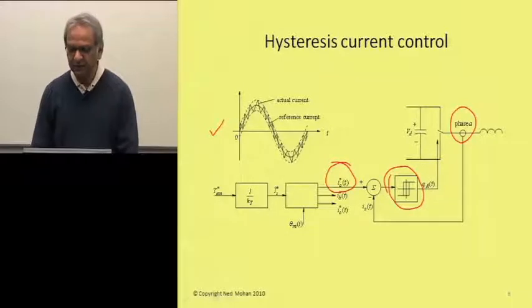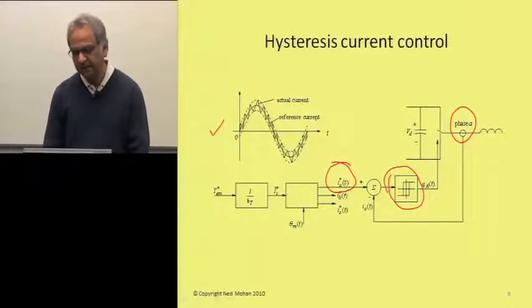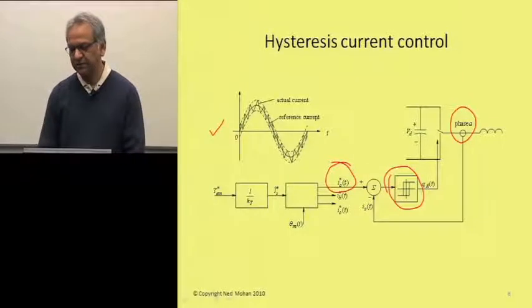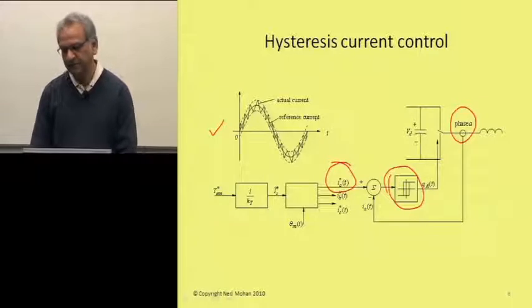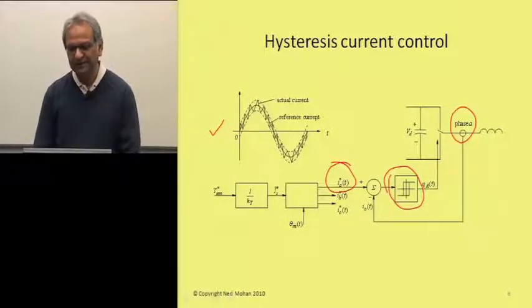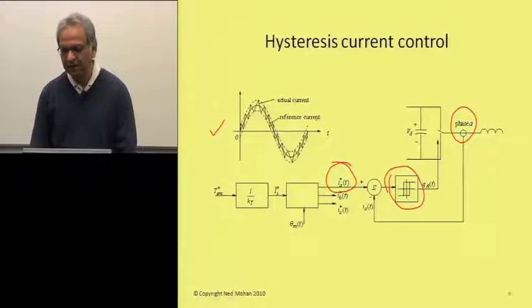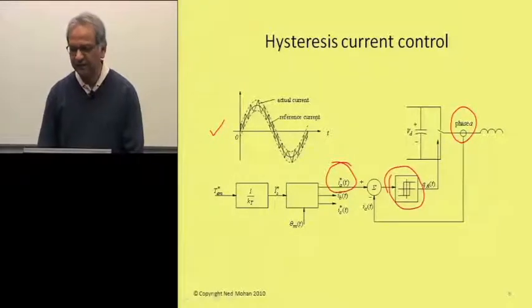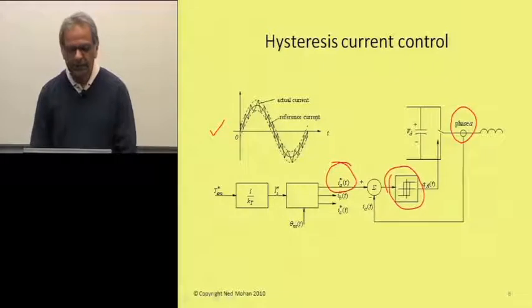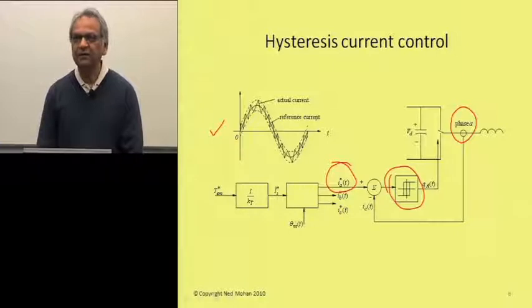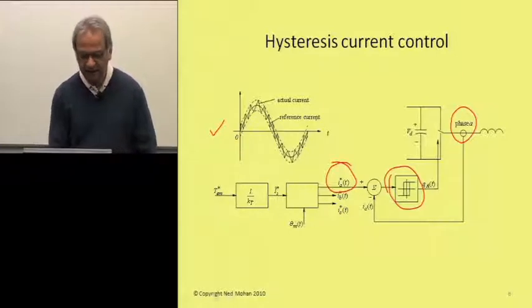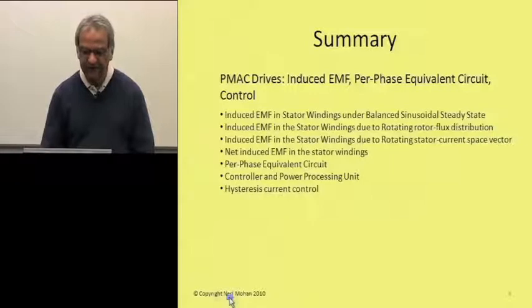If the current goes above the top band, we change the position of the switch to the downward position, and vice versa. So by this hysteresis current control, we can get the desired currents to flow in this machine. But of course, there are much better ways to achieve this through power electronics. Without going into the details of that, for our purposes, this should suffice.